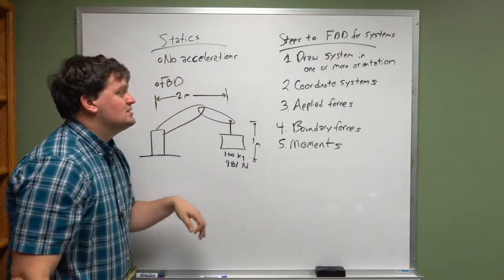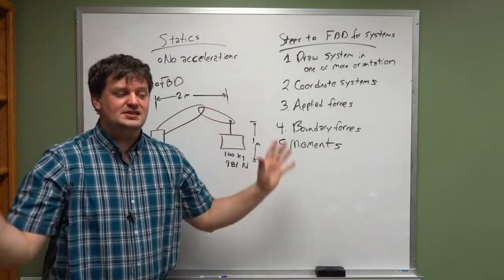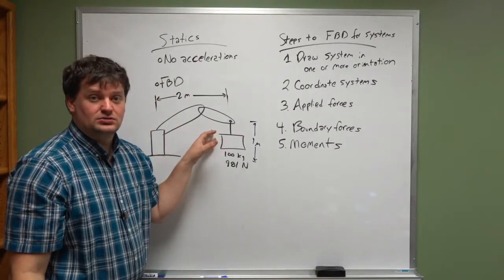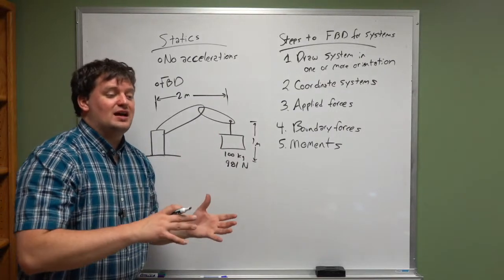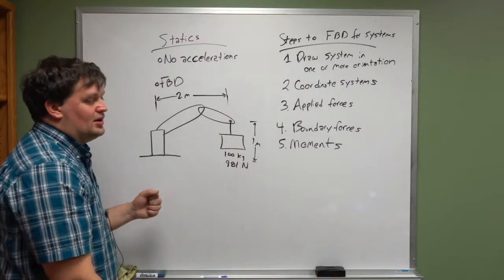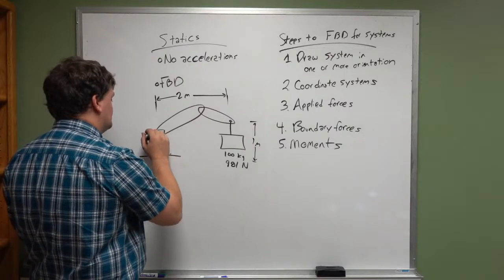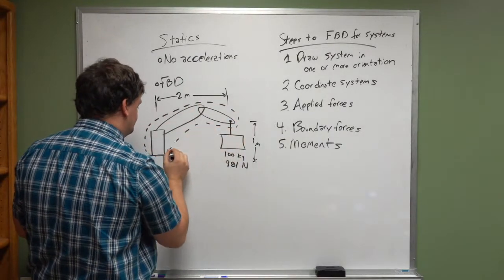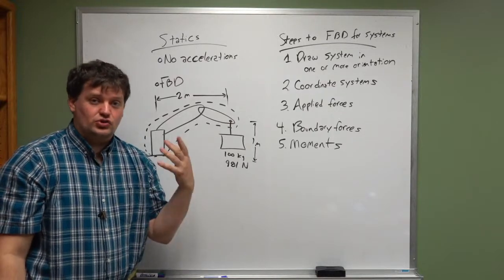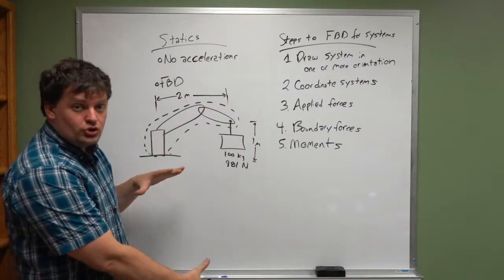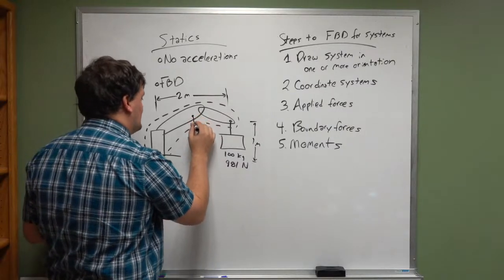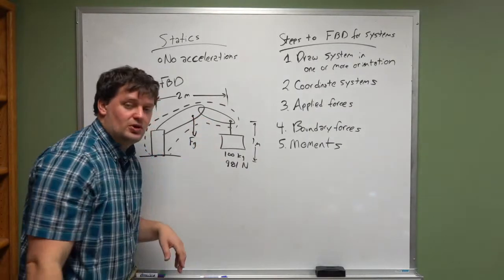If we're looking at the system-level free body diagram, I don't care what forces are in here. I'm only looking at forces that are acting from outside the system on the system. Now what does that mean? Well, here's my system right here. It's this robot. That's what I'm considering my system. Outside of that system exists gravity. The earth pulls on this system with some kind of gravitational force.